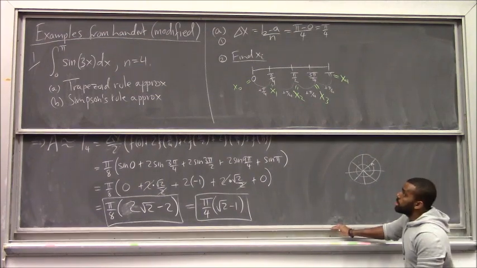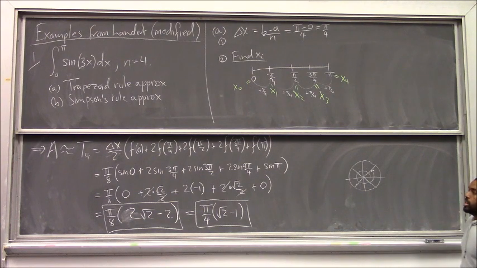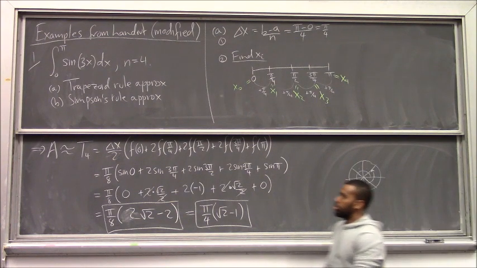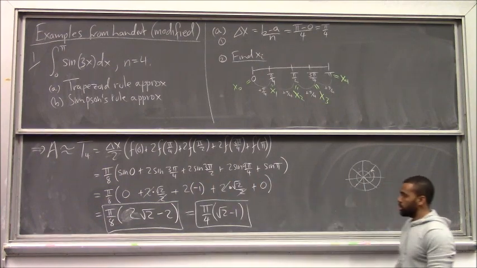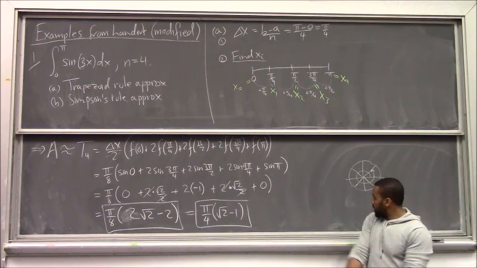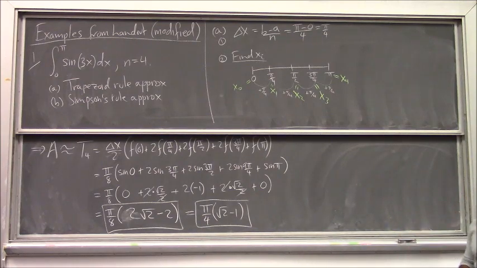So the integral from 0 to pi of sine of 3x is roughly, if I approximate it with trapezoids, using 4 trapezoids, it's going to be roughly that area. And that's basically it.